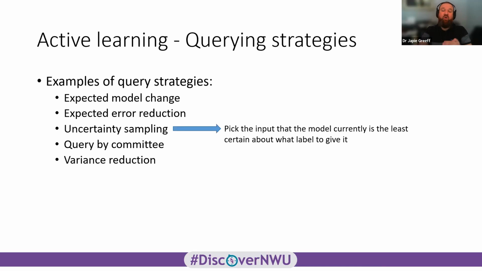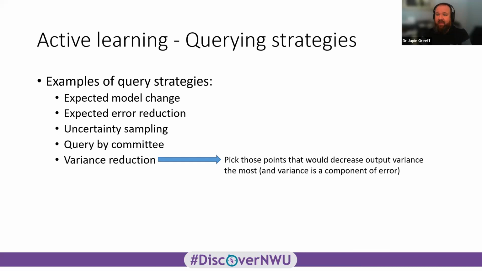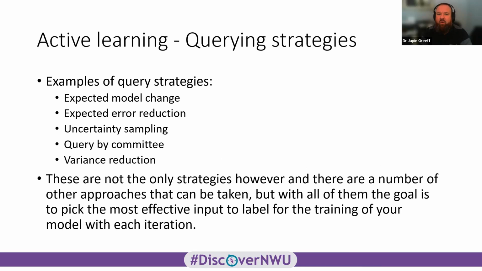Okay. The next one is to do a query by committee. So with this technique, you've got more than one model that is being trained at the same time. And each of those models votes on a proposed label for each of the inputs that you give it. Okay. And then you pick the input that has the most disagreement between all of these models. So it's similar to uncertainty sampling, just in this case, obviously you've got more than one model being trained at the same time. And finally, variance reduction, very related to expected error reduction, but basically you pick those inputs that would decrease the output variance the most. And in this case, variance is one of the components of error. It's just a very specific one. Okay. So as I mentioned, this is not the only set of strategies that can be used.